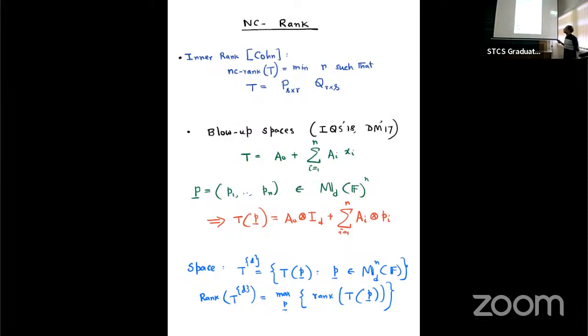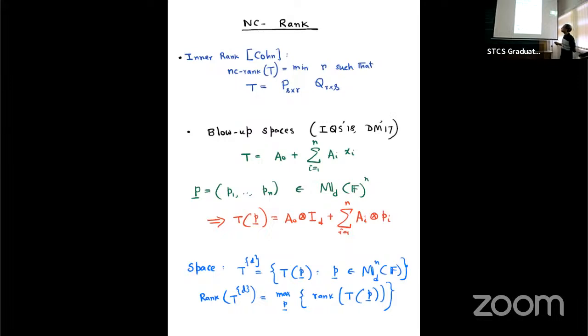Okay, so given this linear matrix T and a matrix tuple P1 to Pn in some dimension D, you can evaluate that matrix T on that tuple. So how do you evaluate? This X_i you replace by P_i and you take the tensor with A_i, and A_0 you just take the tensor with the suitable identity of the same dimension.